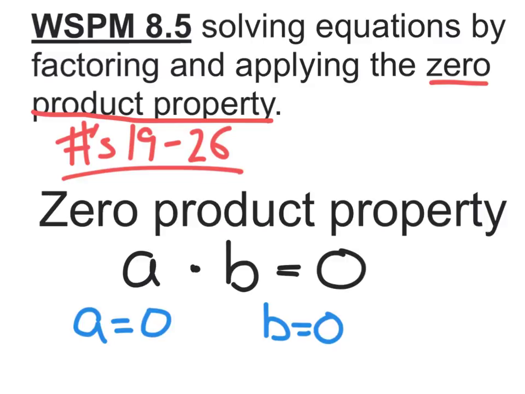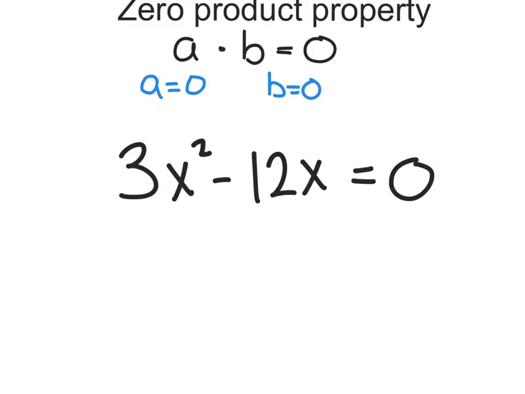Okay, now I know that sounds kind of confusing right now. Let me show you an example of when this is beautiful. So let's pretend that we have this equation 3x squared minus 12x equals 0, and let's say that the instructions told you to solve. Sorry, solve. Dyslexic. Solve.